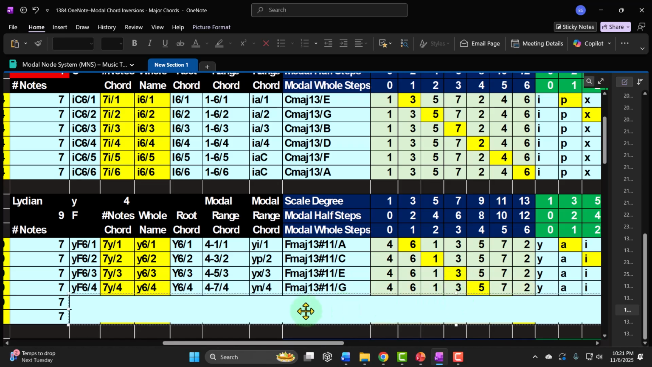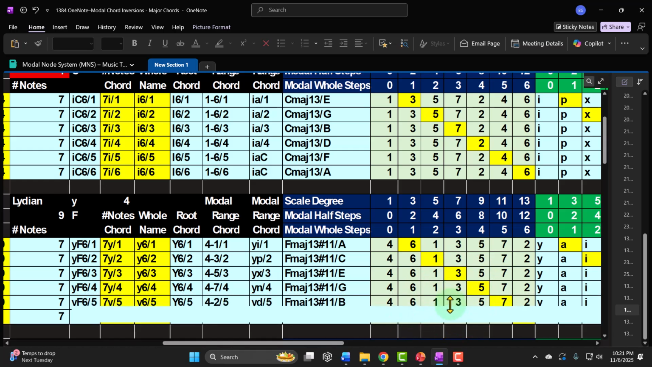So then the next one on the fourth inversion would be an F major 13 sharp 11/G, which would be better to say it's going to be a 7Y/4 or a Y6/4 for 7-note Lydian fourth inversion, or Lydian 6 modal whole step fourth inversion, meaning you're going to take the nodal point that's going to be 4 modal whole steps up from the root and make the inversion, which happens to be on nodal point 5, which is Mixolydian.